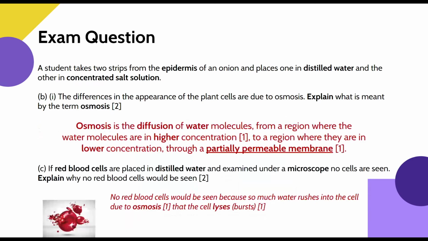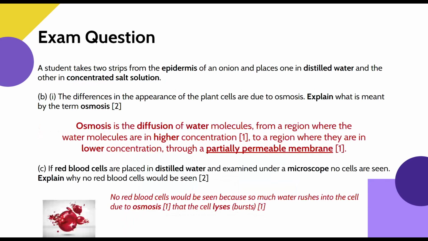The first one is literally the definition which we looked at a second ago, written down. The first mark is always for saying moving from an area of high concentration to an area of low concentration. And the second is for saying it's through a partially permeable membrane. That's really important in an answer. One thing to be careful of as well is that you mention it's only diffusion of water. It can't be any other molecule.